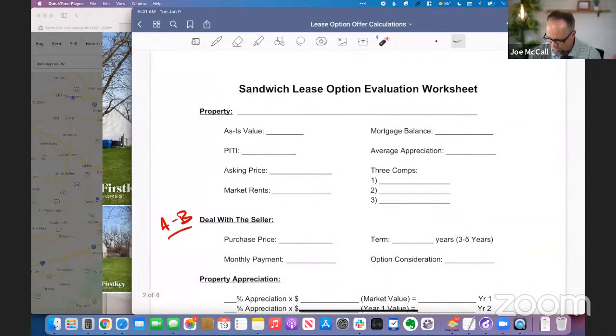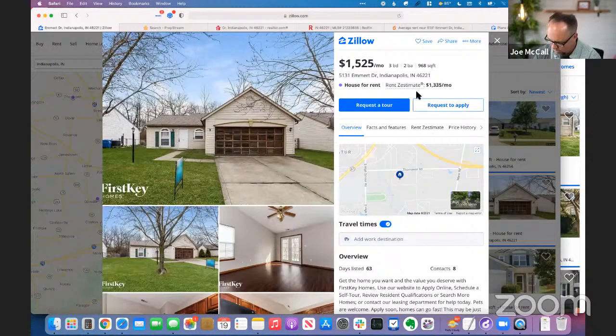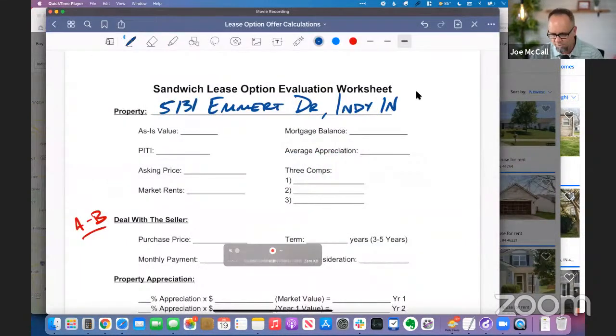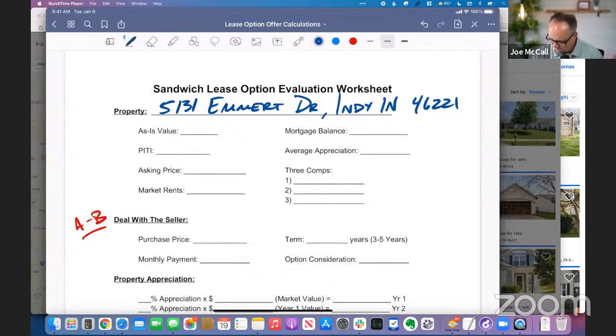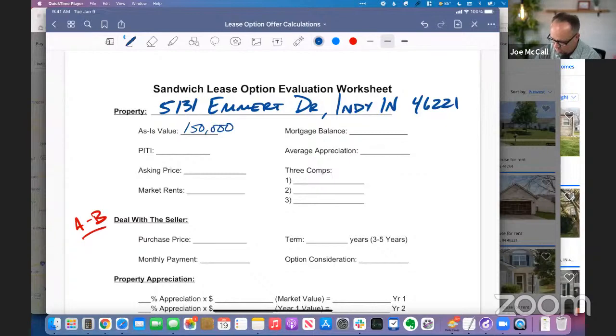All right. So let's figure this out here. The address was, again, let me do blue here, 5131 Emmert Drive, Indiana. I know you can't see my screen. I don't remember the zip. 46221. Okay. The as-is value, remember we determined that was going to be, I think it was 150. We just said it was 150. The PITI, we talked to the seller, it's 1045 a month. Principal, interest, taxes, and insurance.